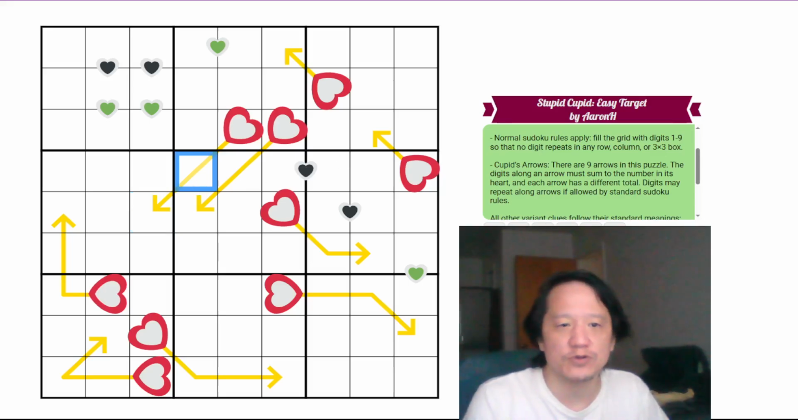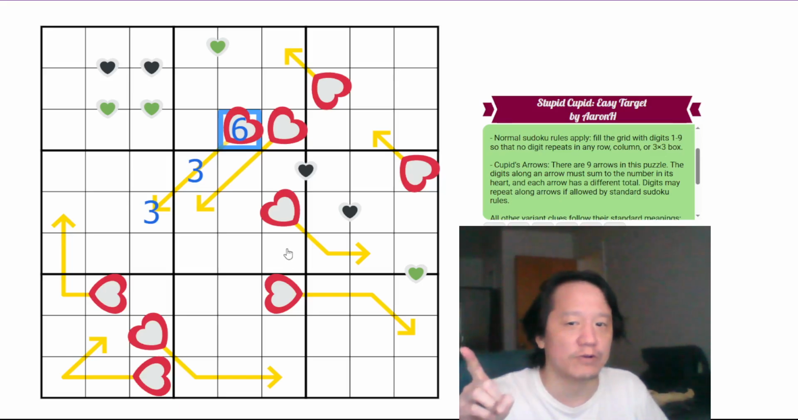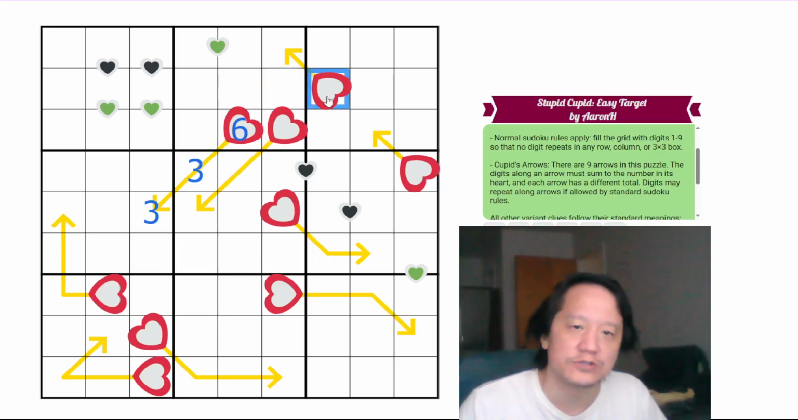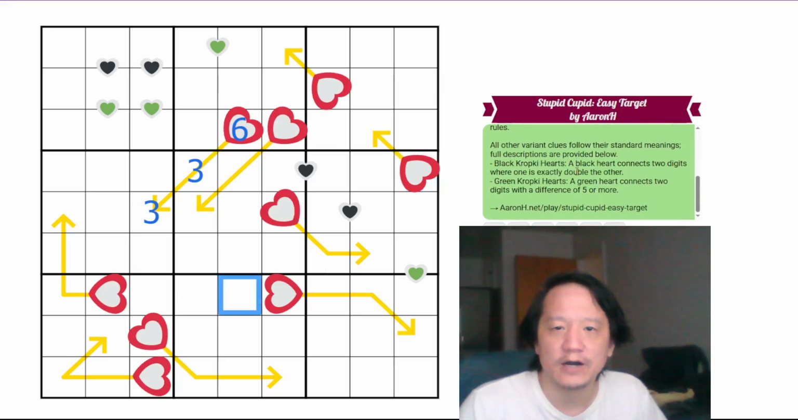Digits may repeat along arrows if allowed by standard Sudoku rules. So, for example, if we had a 3 and a 3 here, this would add up to 6 in the arrow's heart, because the digits along the arrow must sum to the number in its heart. And again, each arrow has a different total. So that means all the digits in the hearts are different. So that's how Cupid's arrows works. All other variant clues follow their standard meanings, and the full descriptions are provided below.